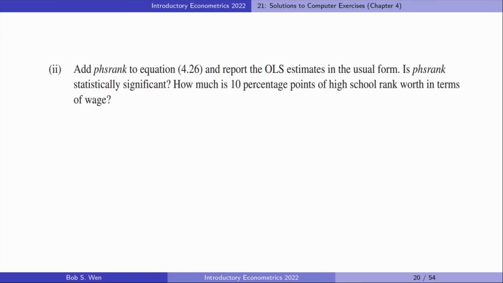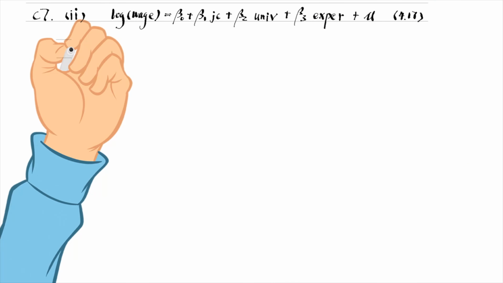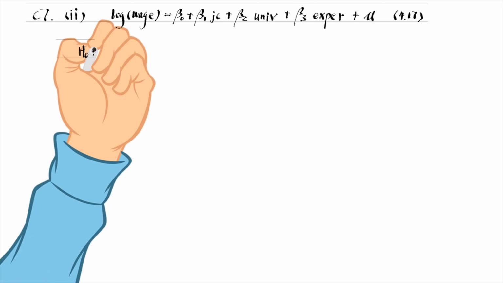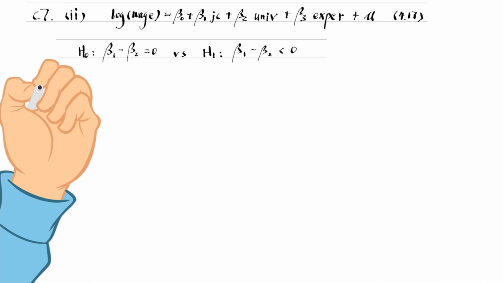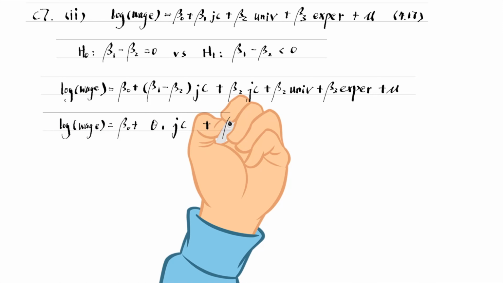For the second question, we should write down equation 4.26 first. Before that, we look at the context of the problem. Equation 4.26 is from equation 4.17. It relates the log hourly wage to the number of years attending a 2-year college, the number of years at a 4-year college, and work experience. We want to test a linear combination of the parameters, beta 1 minus beta 2 equals 0. So we rearrange the variables and rewrite the equation as 4.26.